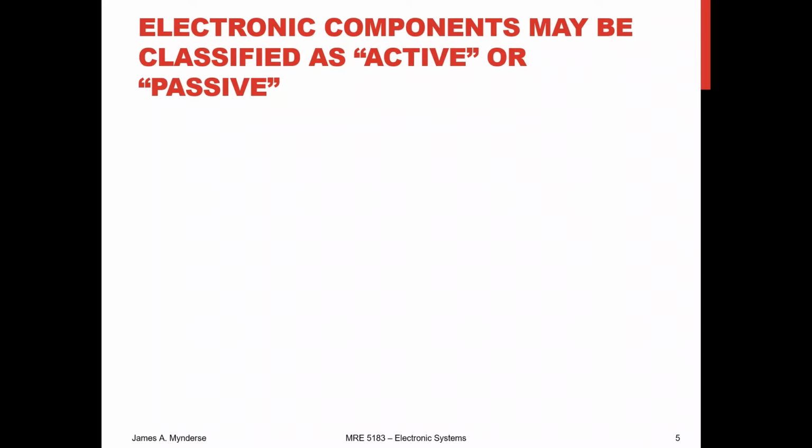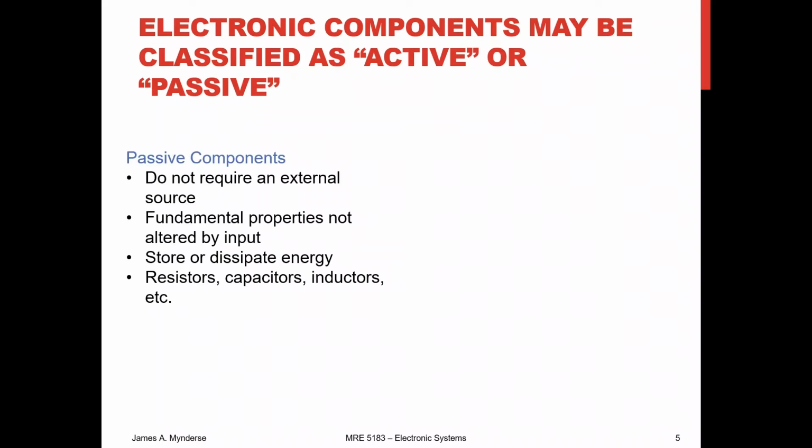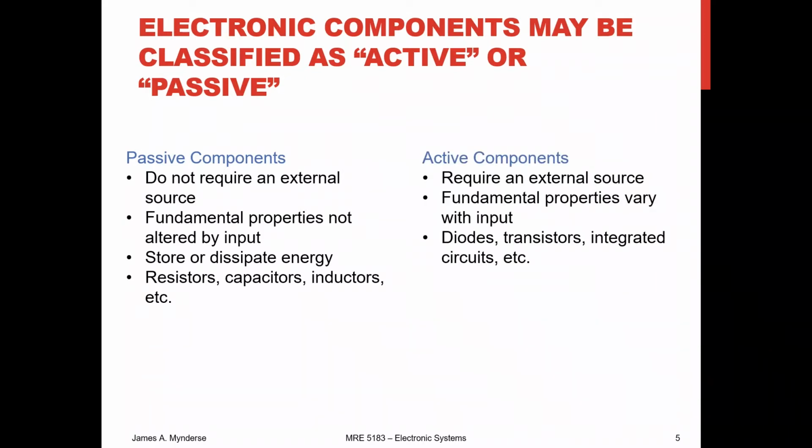So we can define things in terms of active and passive. Passive components are those that are not going to require an external power supply. These things just are the way they are. Things like resistors, capacitors, inductors, they do not require an external power supply to provide their properties, right? But an active component is something that does require an external power supply. So a diode, a transistor, various ICs, these all require a power supply in order to do their thing.